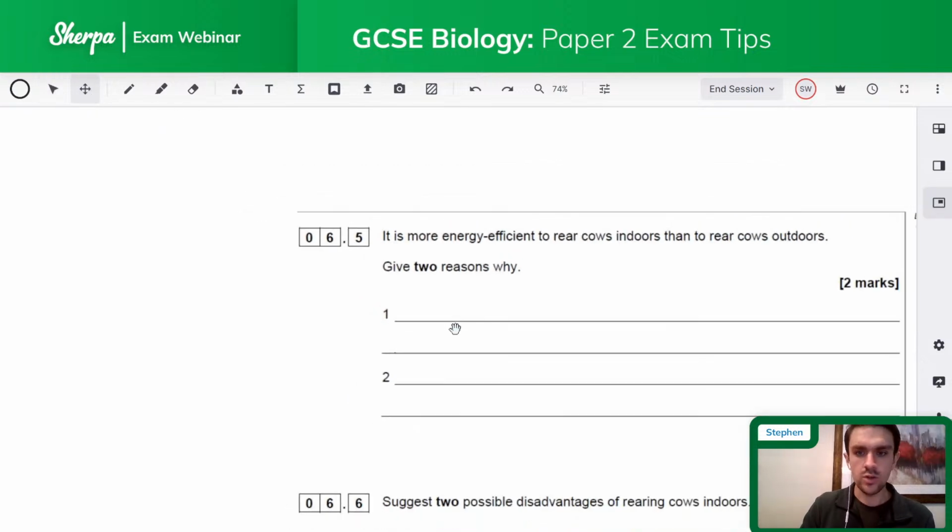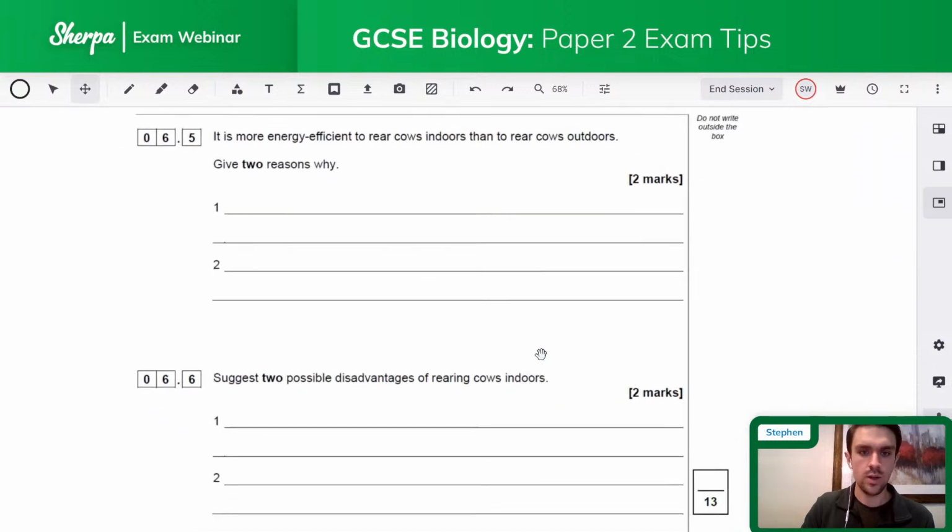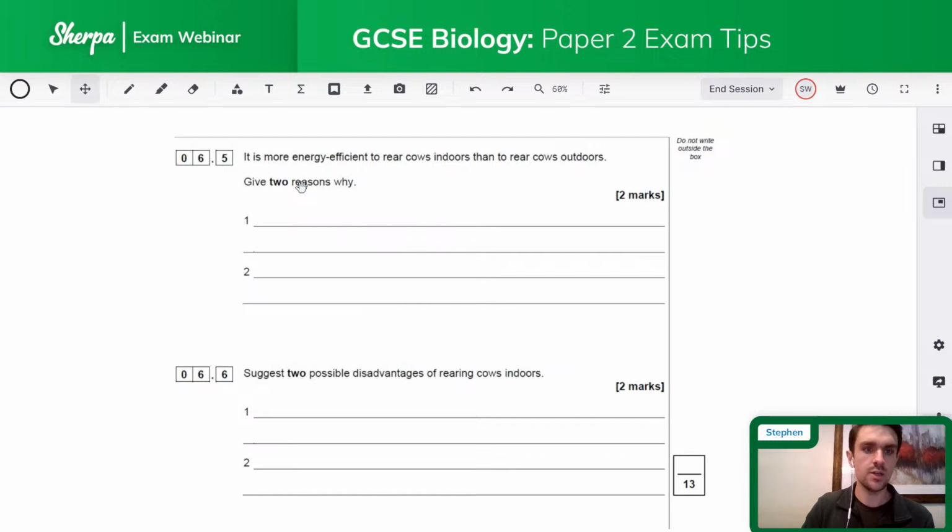So moving on, just to finish off this question, we have 2 little shorter answers here. 6.5 says it is more energy efficient to rear cows indoors than to rear cows outdoors. Simply give 2 reasons why.